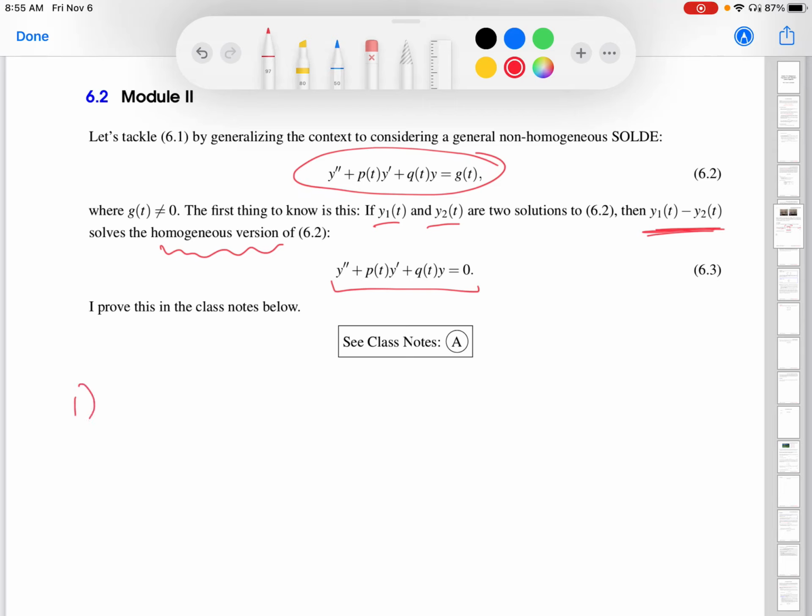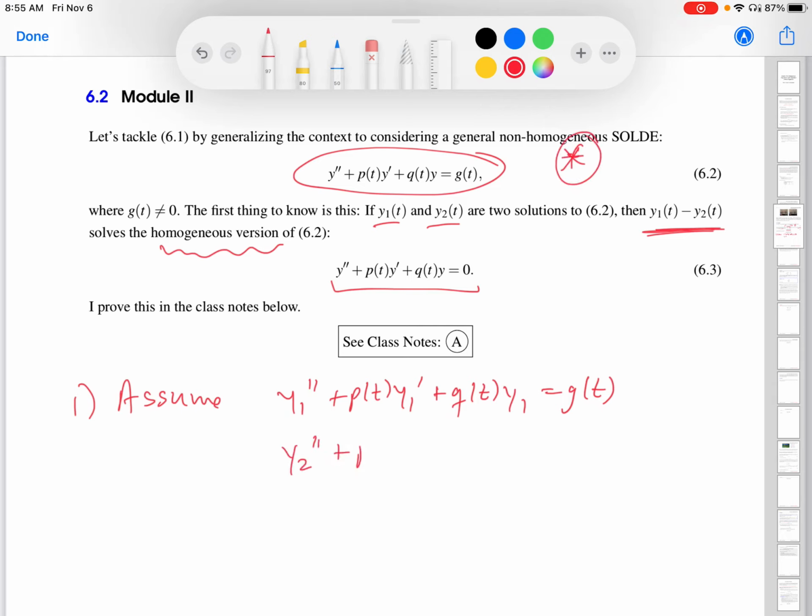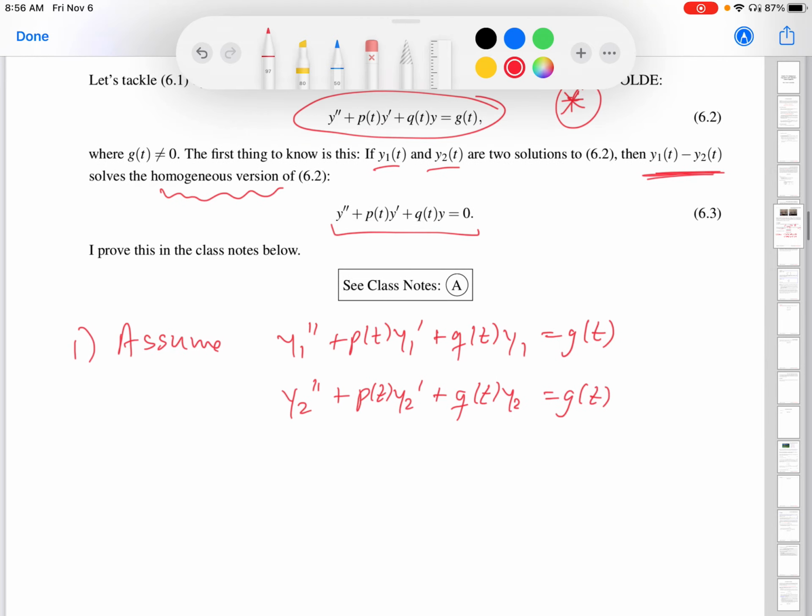So we are going to start off by assuming that y1 solves the non-homogeneous equation. So that means that when I substitute y1 into the non-homogeneous equation up here, I get g of t. And then we're also going to assume the same thing about y2. So that tells us this over here. Great, and then we would like to investigate the difference of these two.